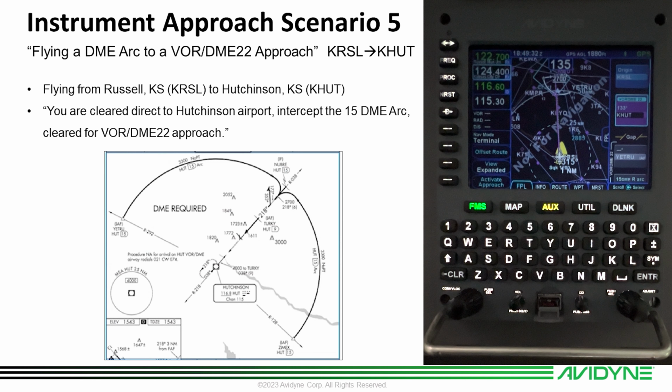Then press enter. The VOR DME 22 approach has been added to the flight plan, but a gap has also been added, and you are still flying direct to KHUT as you were before. As you are flying along, you receive the following clearance from ATC.